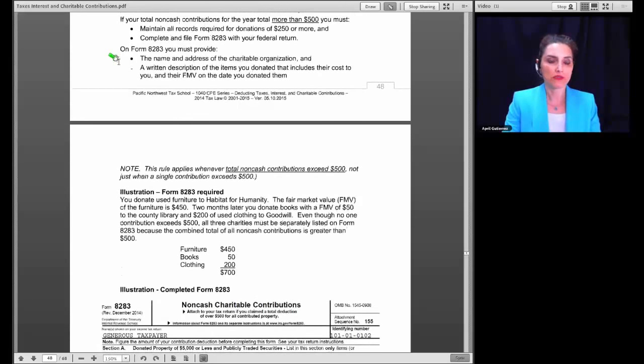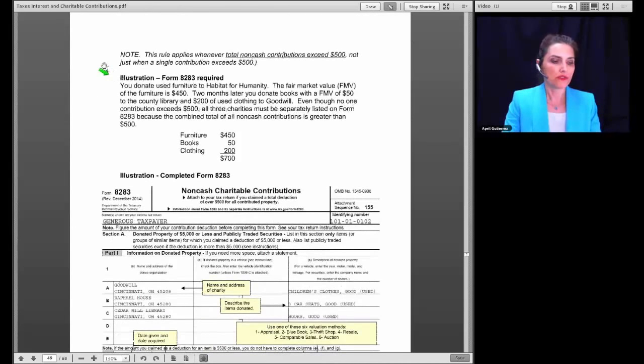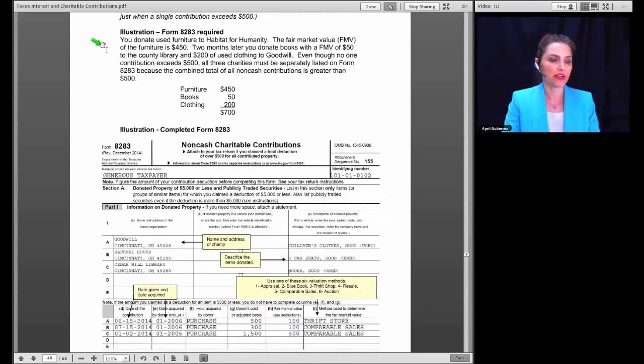On Form 8283, you must provide the name and address of the charitable organization, a written description of the items you donated that includes their cost to you and the fair market value on the date that you donated them. Also, you should note that the rule applies whenever total contributions exceed $500, not just when a single item exceeds $500. And here's an illustration of what I mean.